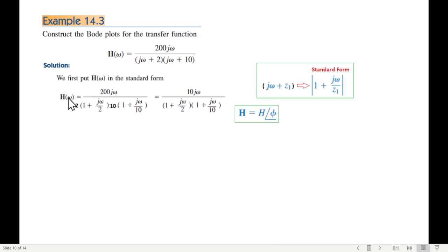Now this is H, or in phasor form, we can write it in magnitude and phase angle form. So this is the magnitude form. We've taken the magnitude of all the values, and then the angles of all the 3 terms. Now the angle of 10 is 0, but the angle of j omega is 90 degrees. The angle of the pole terms will be negative tan inverse of omega by 2, as we calculated in the last slide. And similarly for the second one, negative tan inverse of omega over 10.